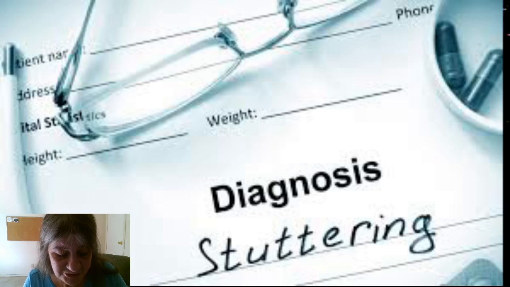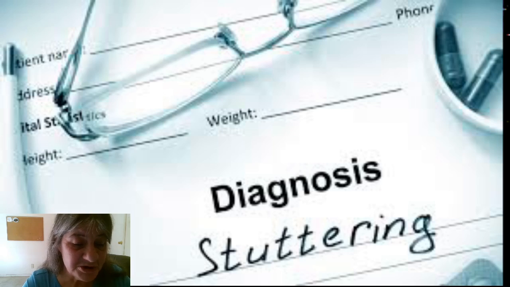So let's get started. So how do they diagnose stuttering? Well, diagnosis is made by a mental health professional trained to, keyword, evaluate and treat children and adults with speech and language disorders. Now, these people are called a speech-language pathologist. The speech-language pathologist observes the adult or child speak in different types of situations.